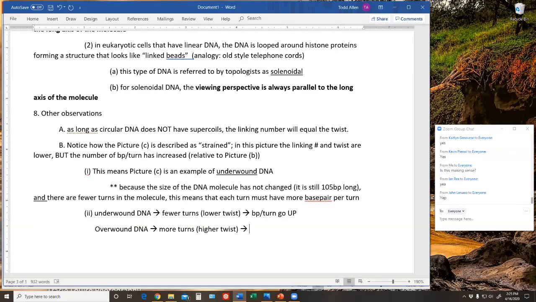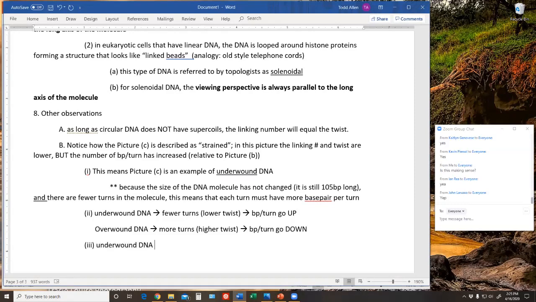I know this is not everybody's cup of tea, so bear with me. We're getting close to the end. And so that means the base pairs per turn actually go down. Continuing with notes that I need to give you so that you can appreciate things moving forward.